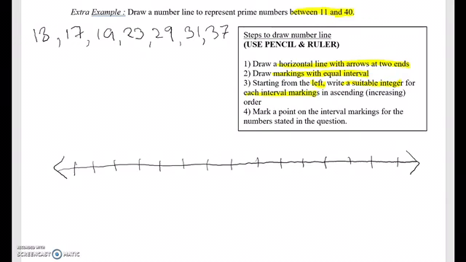So since the smallest number is 13, I will write here as 15. When I increase it by 2 units, 15, and so on and so forth.